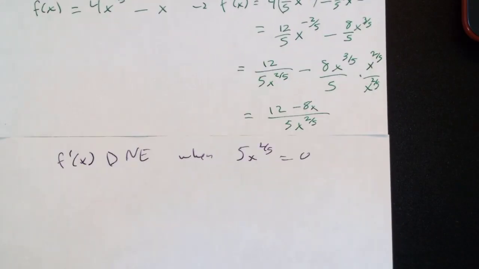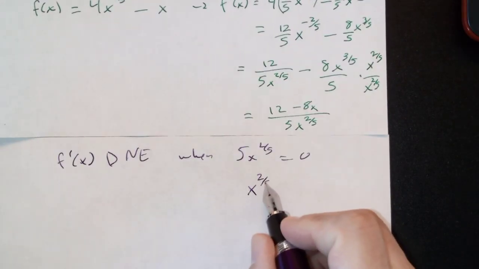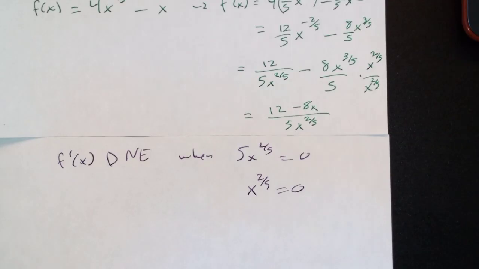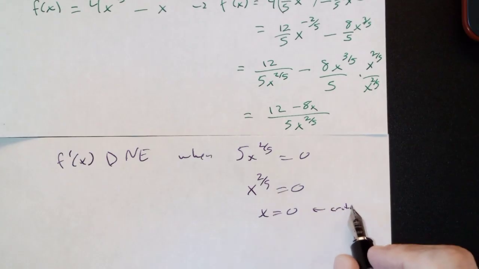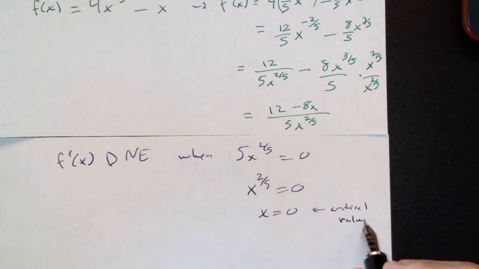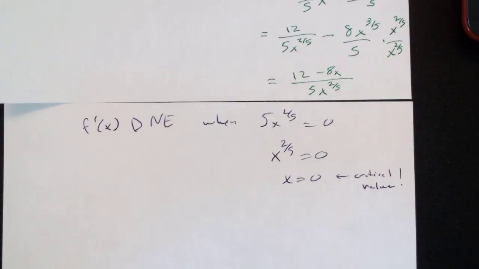Divide by 5. X to the 2/5 equals 0. But the only way x to a power is 0 is when x is 0. That's critical value number 1. But wait, there's more. A fraction is 0 if the top is 0.